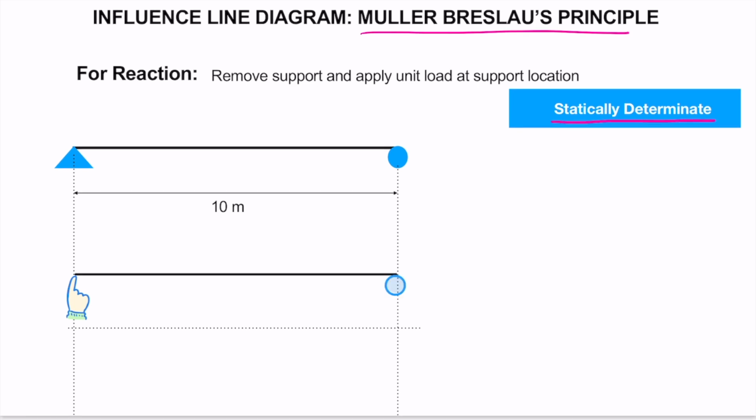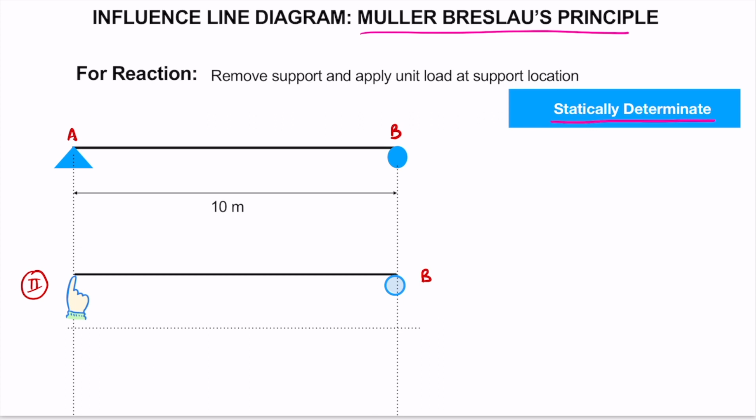For drawing ILD for support reactions, let's call this support A and this support B. So the first step is to remove the vertical restraint for that particular point. Suppose we need to draw ILD for reaction at A, so the first step will be removing the vertical restraint at support A. So we have removed the vertical restraint for this second case, and the B point will remain the same.